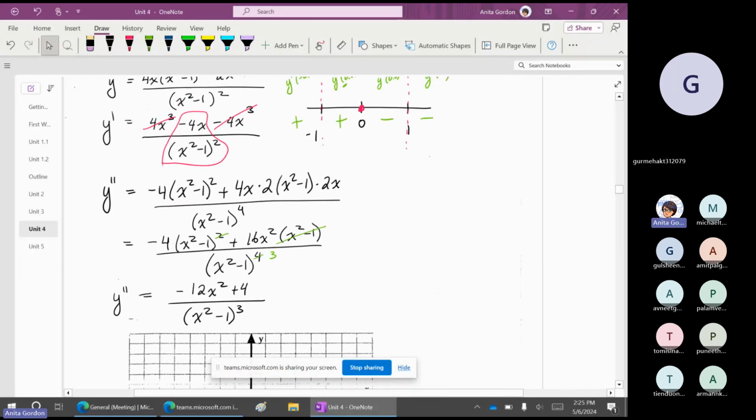Okay, at the critical point 0, y double prime of 0, that was our critical point from y prime, is the value going to be positive or negative? It's not going to be 0. It's negative. So that tells me that I'm starting at the top of a hill going down. So this is going to be a maximum.